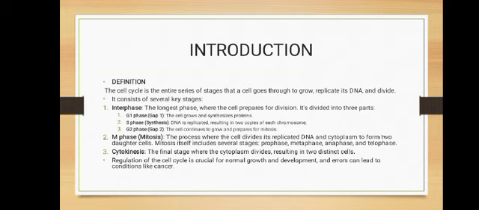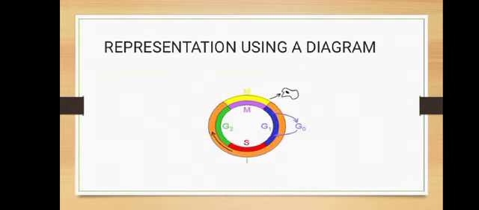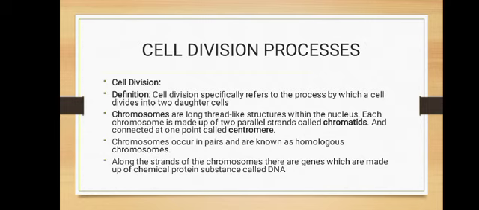and the cytokinesis phase. So in this diagram we have a representation of the stages of the cell cycle: the G1 phase, the G2 phase, the synthesis stage, and to crown it all we have the mitosis and the interphase stage. So what is cell division?